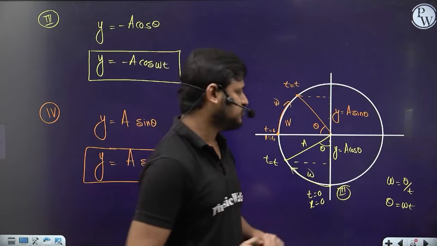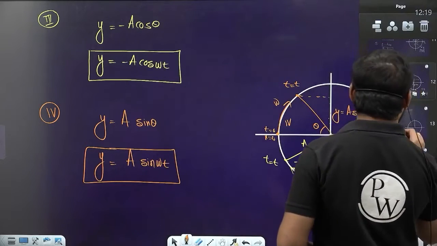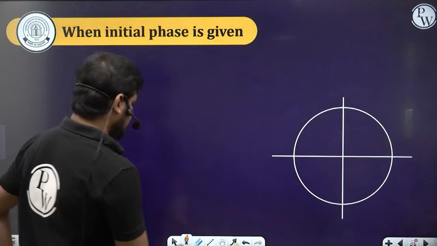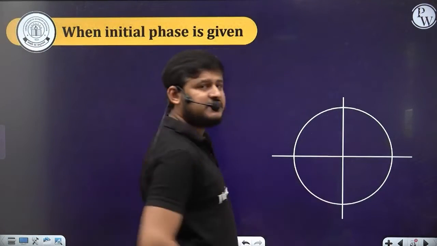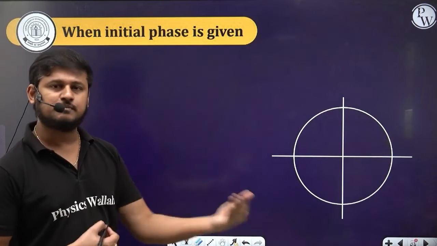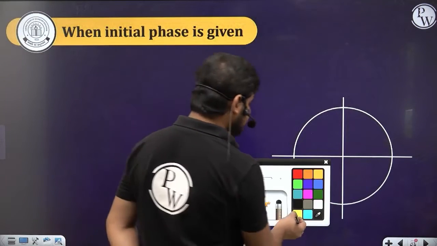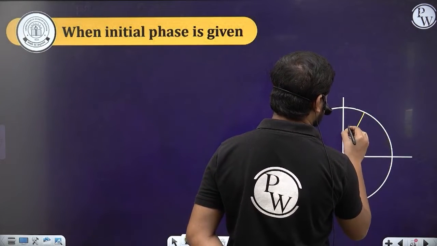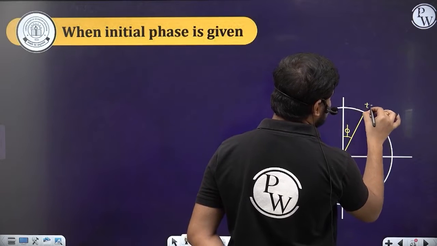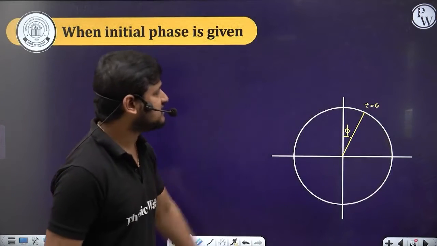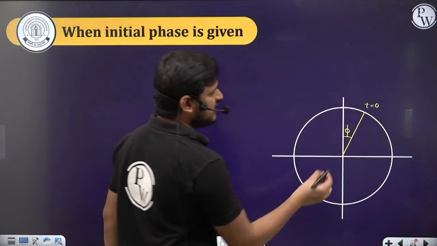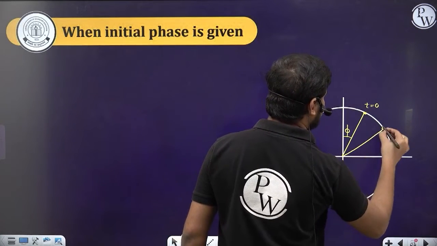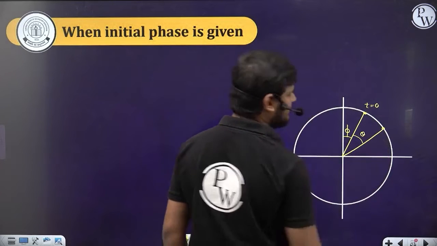Clear? So now, what if the particle starts from some initial phase? Every time we are taking time t equal to 0, the position x equal to 0. But initially, already the particle has some phase. So initially the particle has phase phi. So now here is the time t equal to 0. It has started from this place. Now it reached some point here by making the displacement theta.